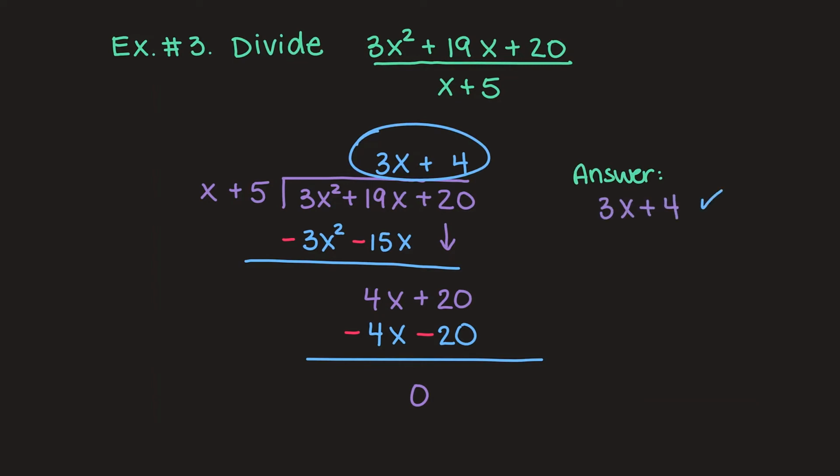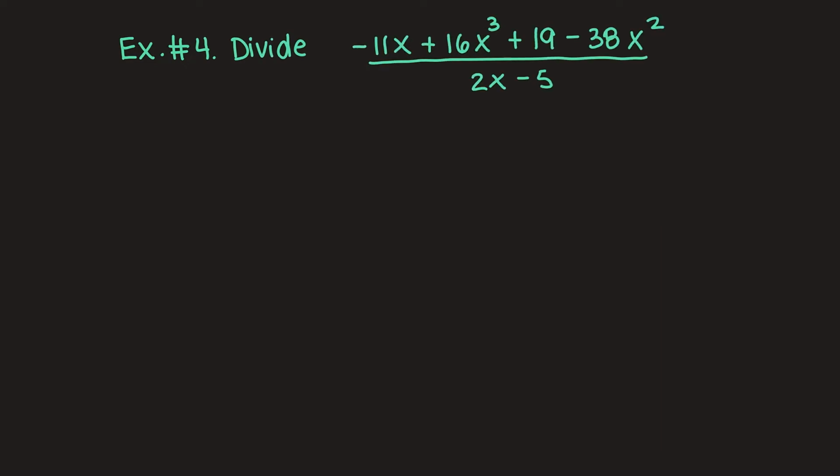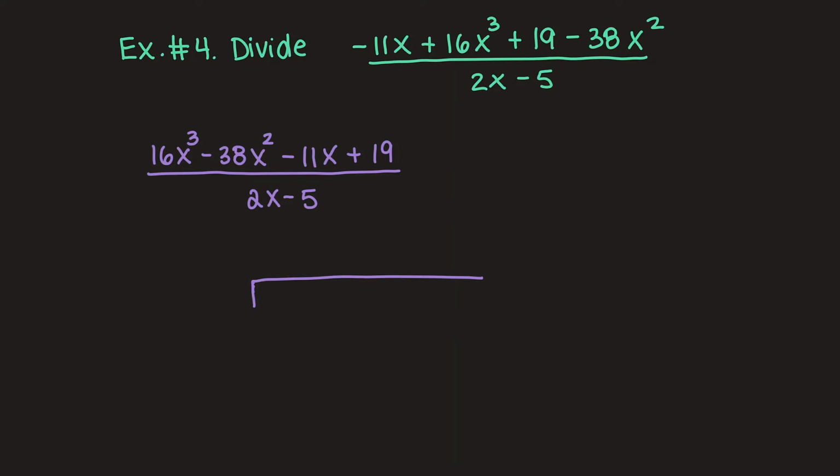Let's try another example with a remainder this time. For this example, first notice that the polynomial in the numerator is not written in descending order of exponents. We must rewrite this so that they are. Now we can perform our long division and place a divisor on the outside and the dividend on the inside.